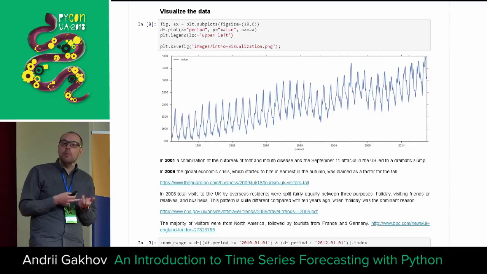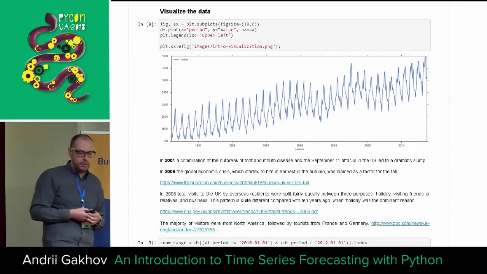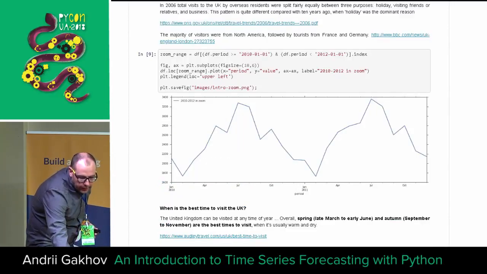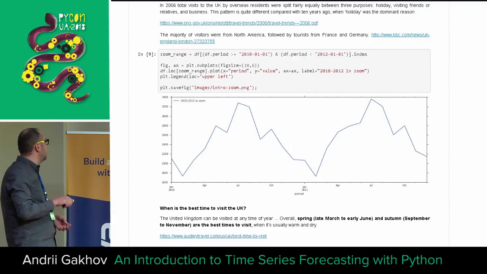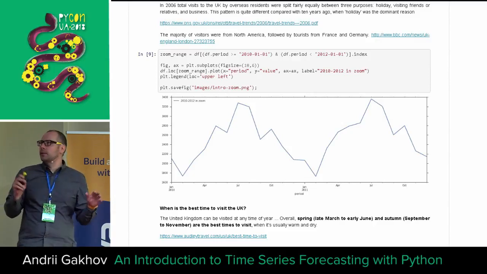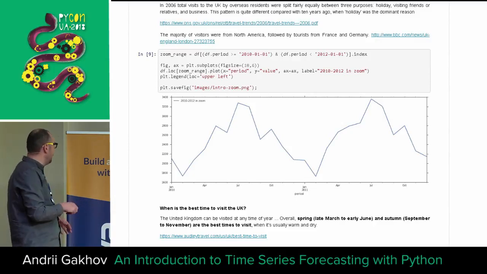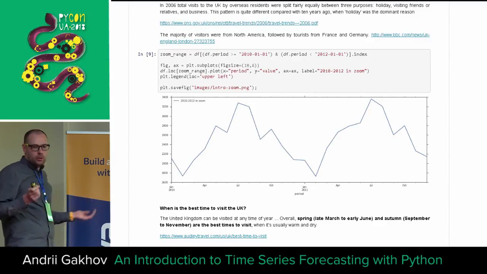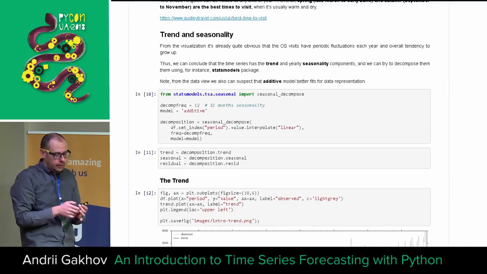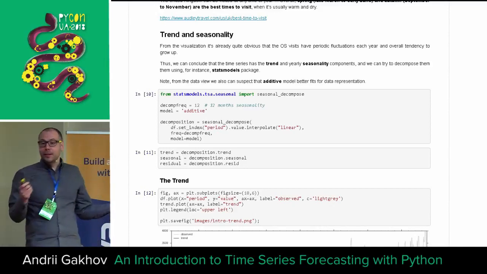Usually it's the US, Germans, and French people. Okay, great. So if we zoom in a little bit, we can see there is almost perfect seasonality. People usually go to the UK in summer and less in winter. And I also checked in Google.